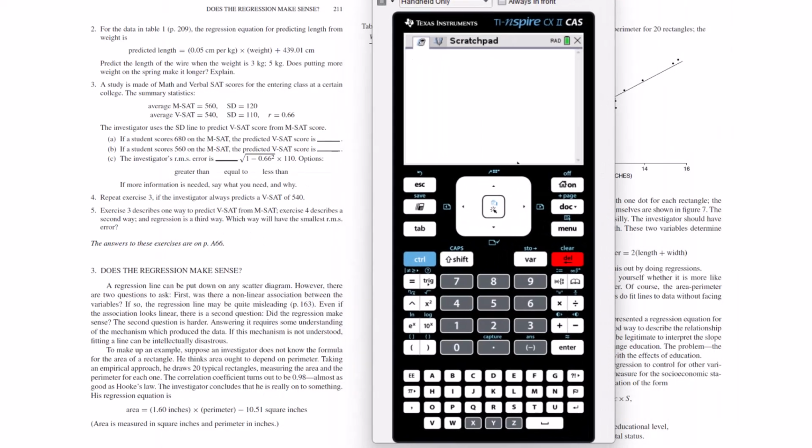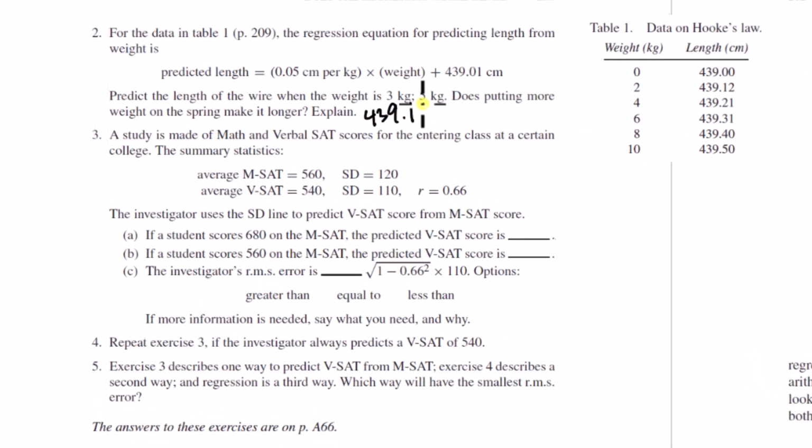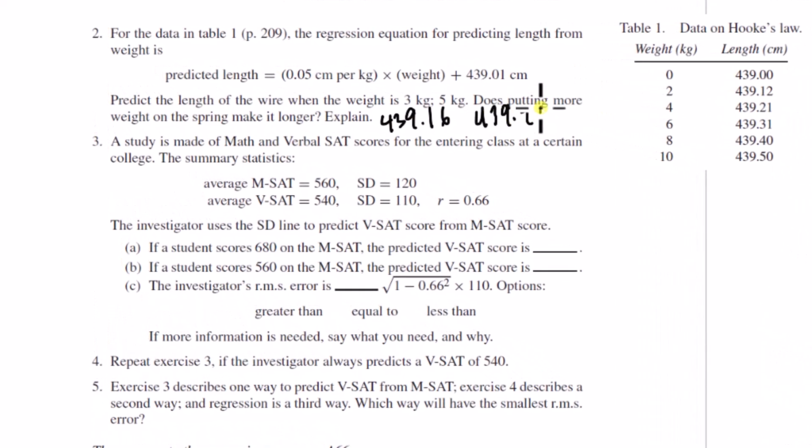And so if we plug in 3 kilograms, so 3 times 0.05 plus 439.01, the units match up, right? Centimeters per kilogram, and we're in kilograms. Okay, now let's do the same thing, but with 5. So we've got 439.16 and 439.26. And this is in centimeters.